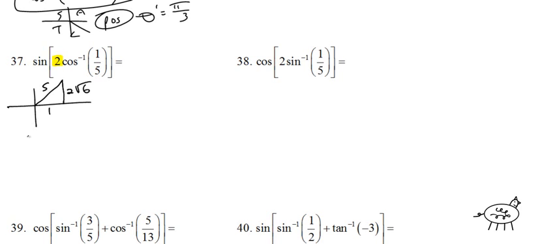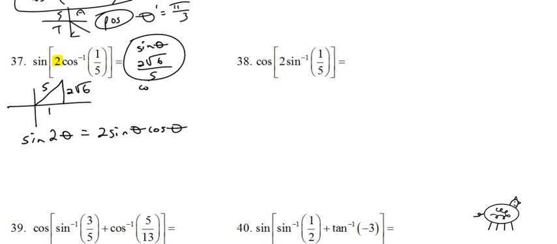Okay? And then, of course, you just have to know the formula. Sine of 2 theta is equal to 2 sine theta cosine theta. Well, we got to figure out sine of theta and cosine theta for each one of these. Using the triangle. So sine is going to be y over r. So 2 root 6 over 5. That's sine of theta. And cosine of theta, that's going to be x over r, so 1/5.